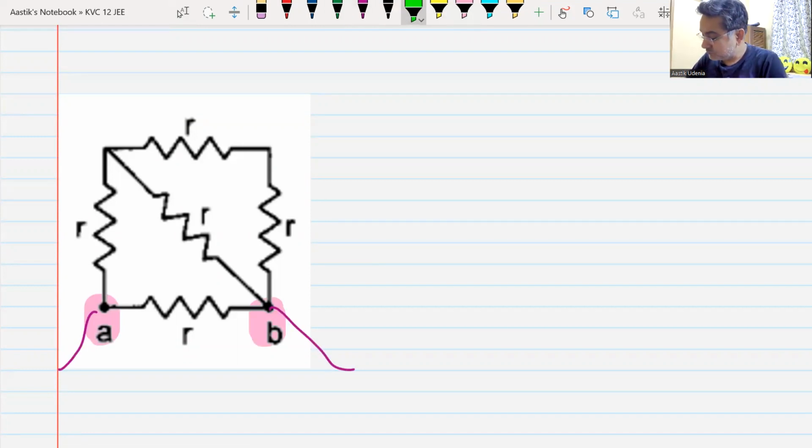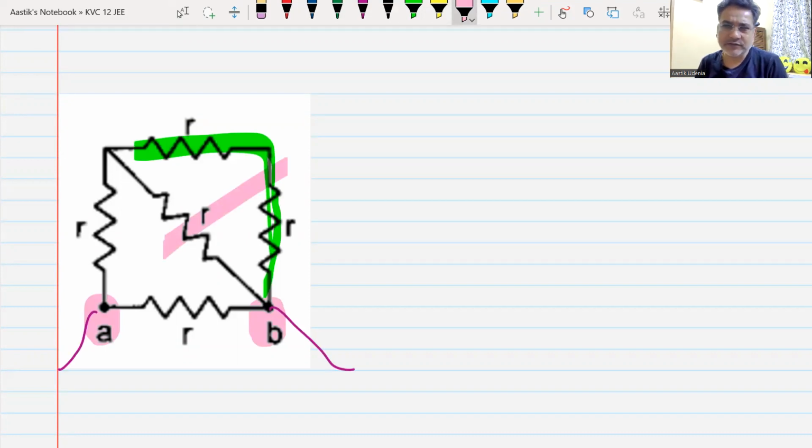This R and this R will come in series. It will become 2R. 2R and this R will come in parallel. So it will become 2R into R divided by 2R plus R, 2R by 3. And 2R by 3 and this R will come in series, so 2R by 3 with R will be 5R by 3.